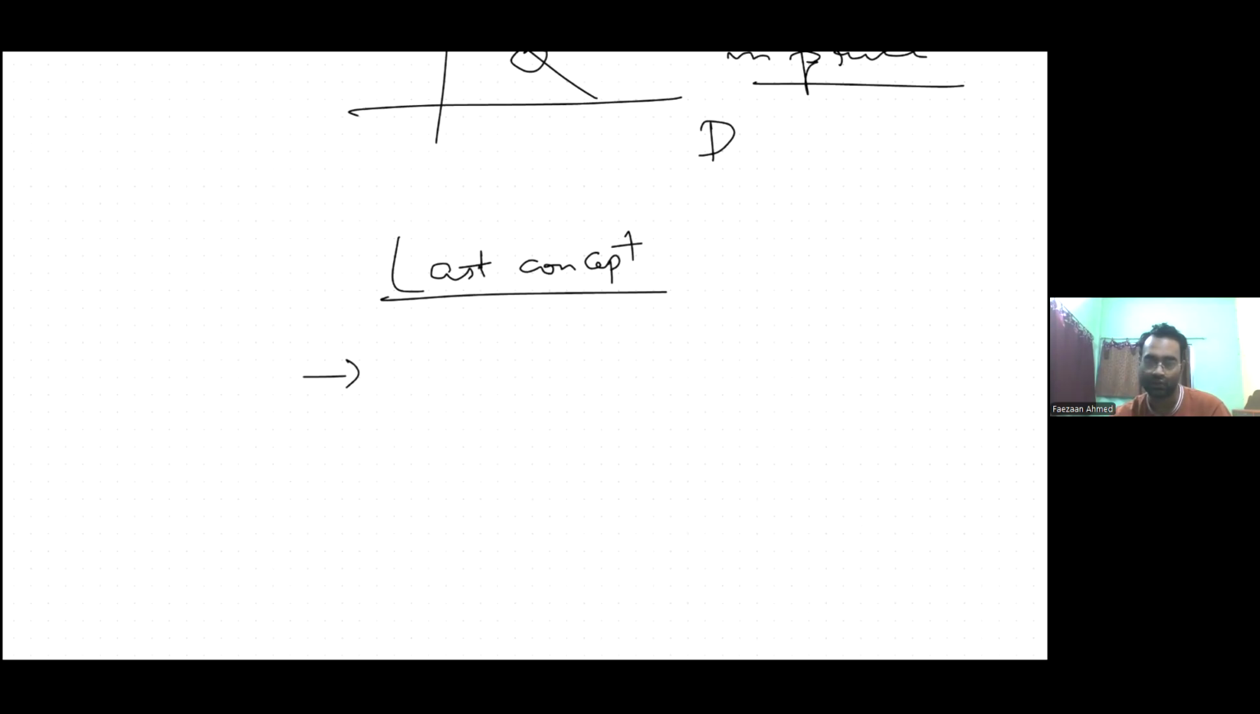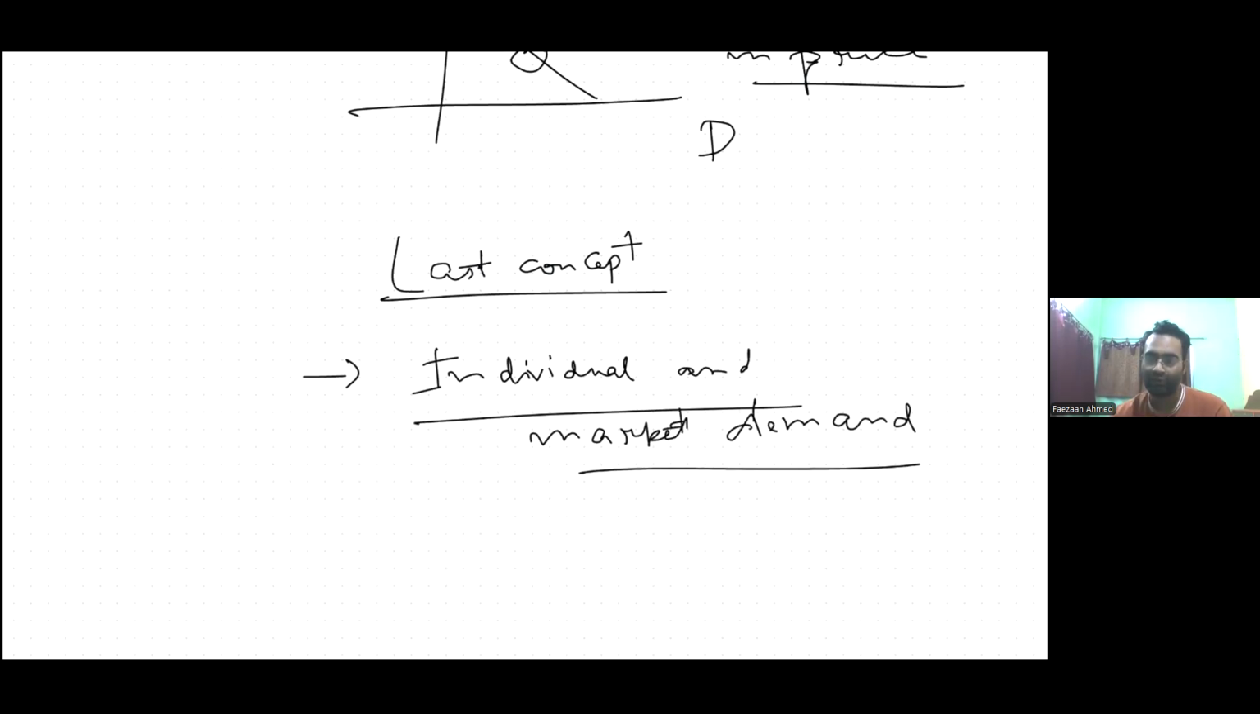The last concept is around individual and market demand. Now, what do you mean by individual and market demand? As the name says, individual, right? So it is me, it is you. What is the quantity that you demand? That is what individual demand is.